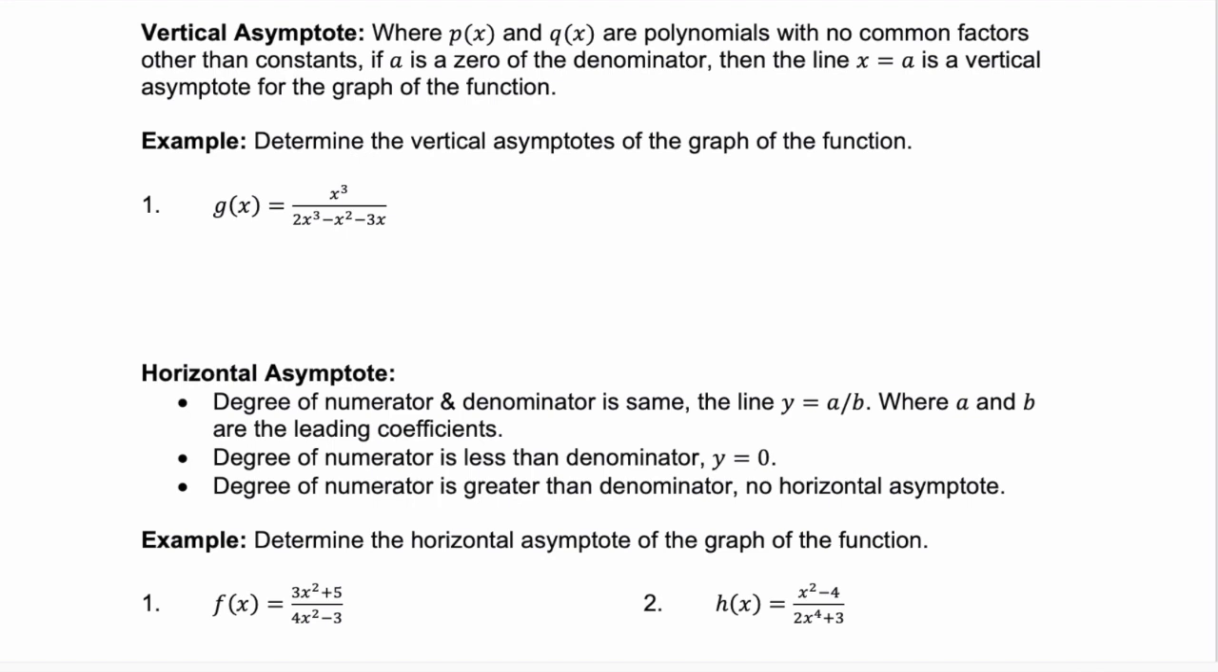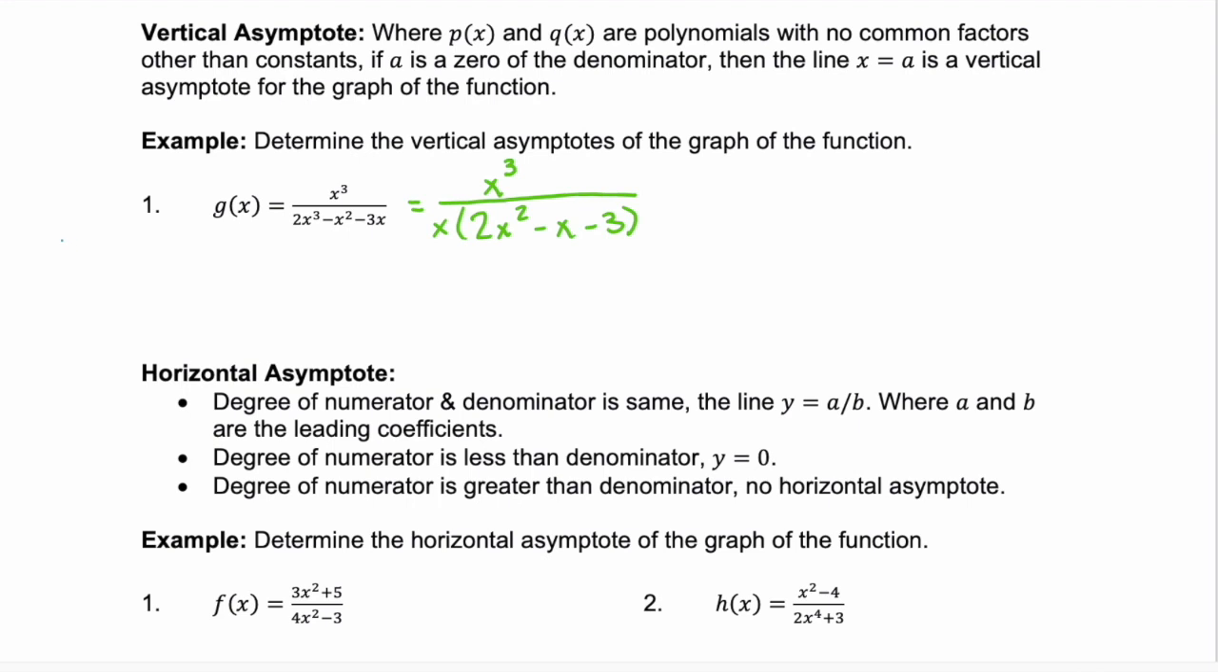So to find the vertical asymptote, what you're going to do is factor your whole polynomial, numerator and denominator. So for this example, x cubed just stays as x cubed in the numerator. And in the denominator, we have a GCF of x, so factor out the x first, and we have 2x squared minus x minus 3. Well, we need to see if we can factor this polynomial that remains.